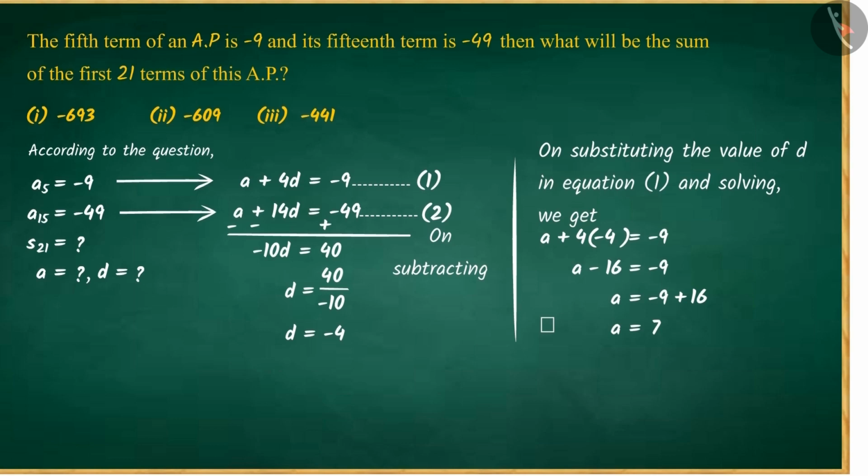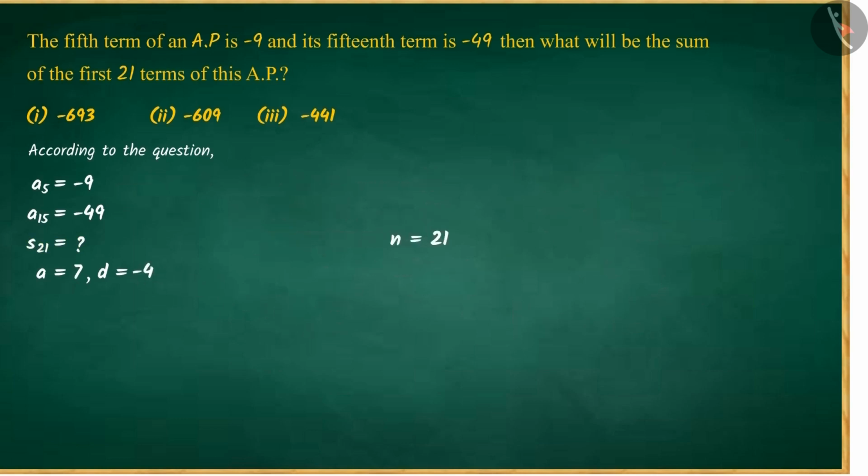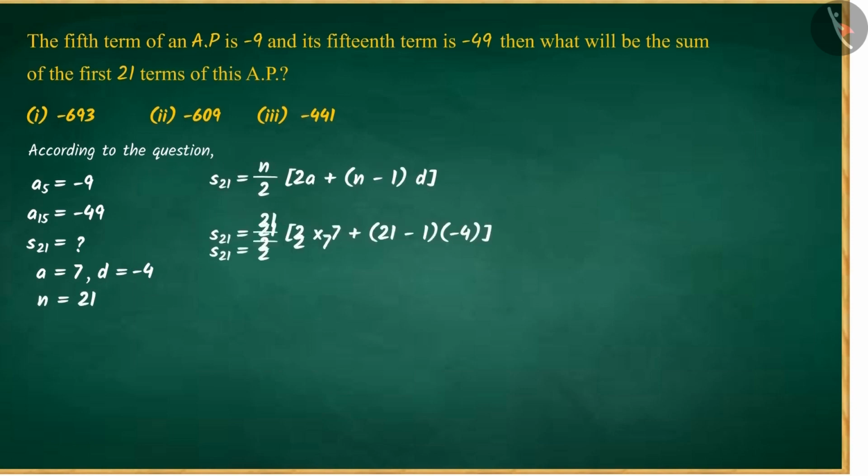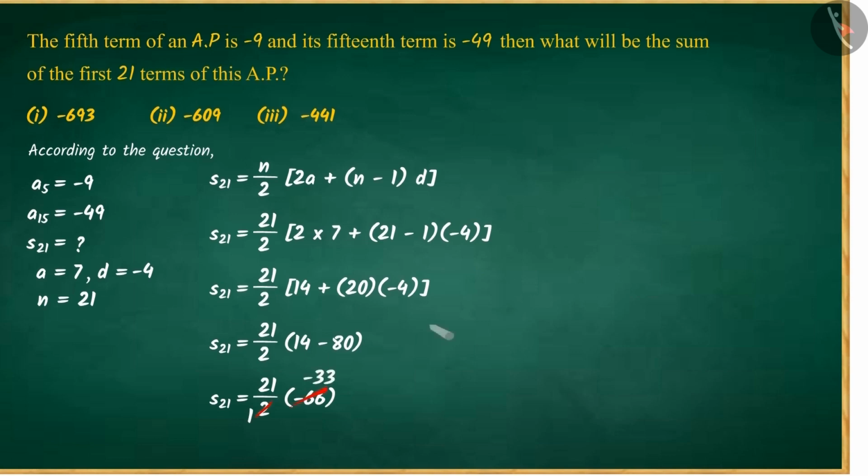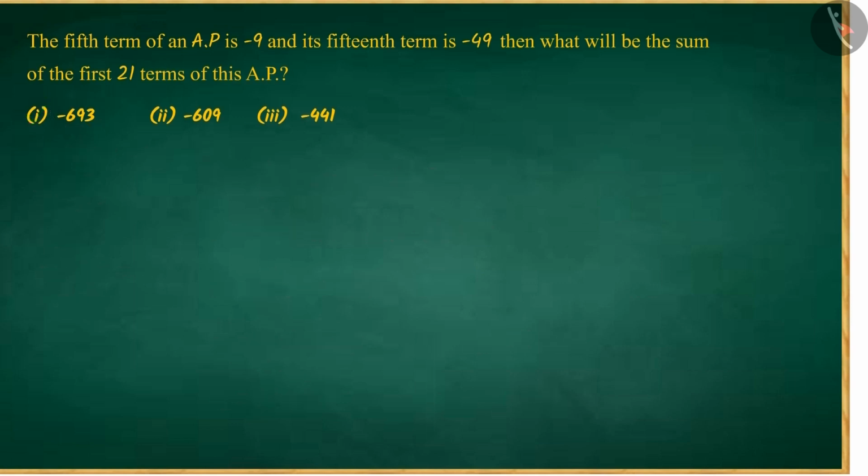In this question, we have to find the sum of the first 21 terms of the arithmetic progression. In this case, n would be equal to 21. On substituting the values of a, d and n in the formula to find the sum of the first n terms of the arithmetic progression and solving, we get -693. Hence, option 1 is the correct answer.